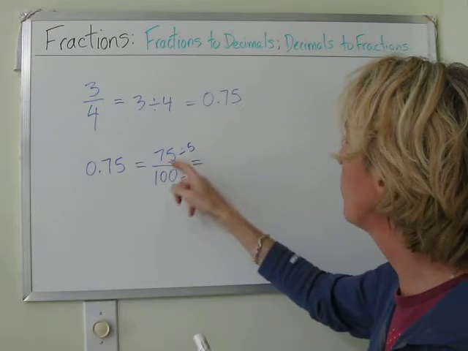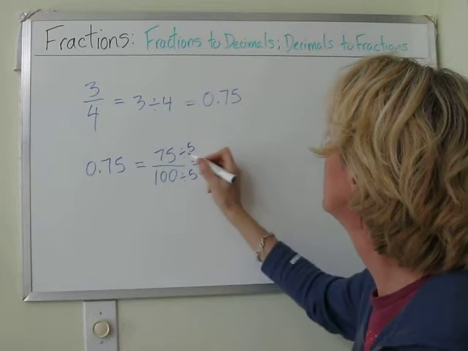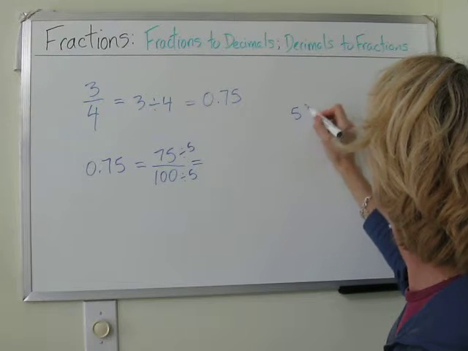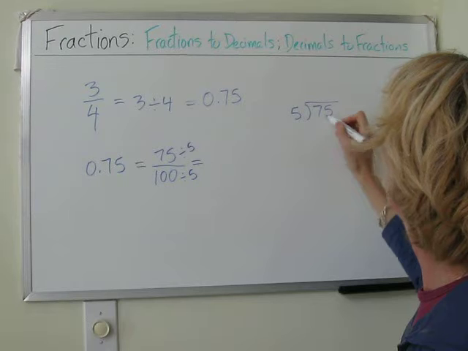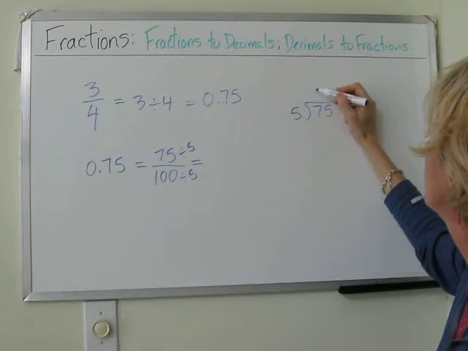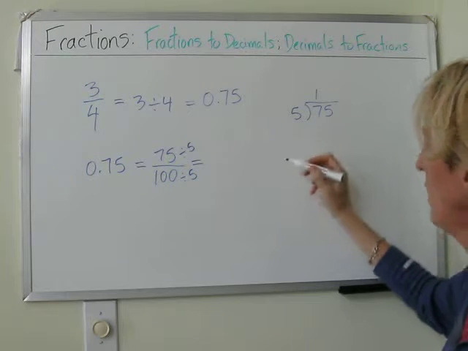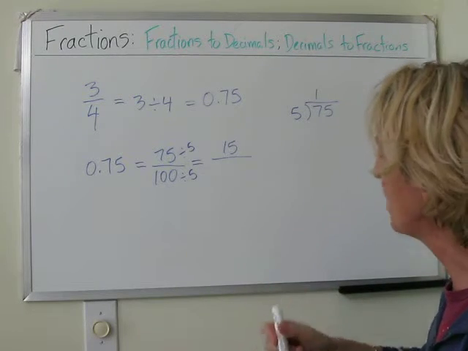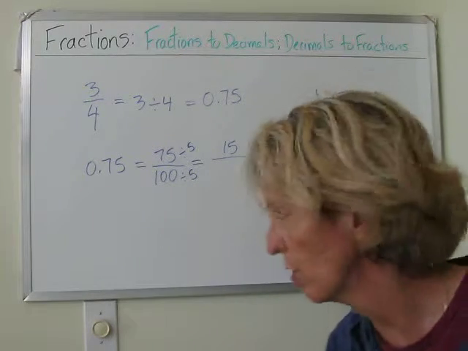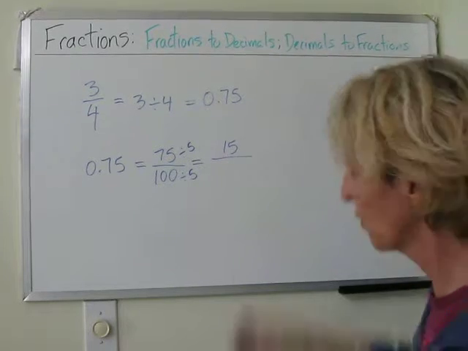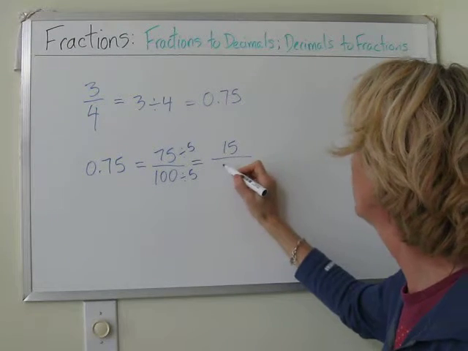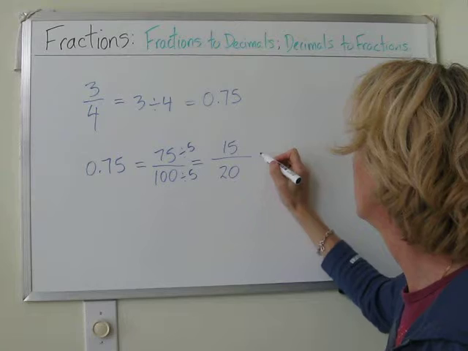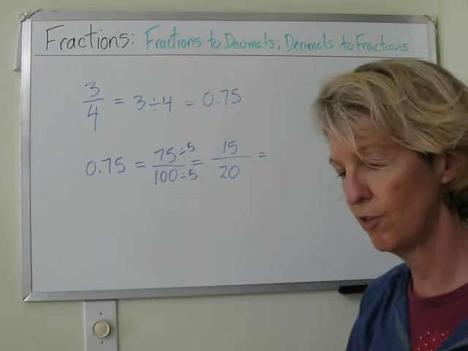How many times does 5 go into 75? Because we're going to divide 75 by 5. 15. Okay. That sounds right. 15. And how many times does 5 go into 100? 20. Okay. So we're writing our equivalent fraction as 15 over 20.